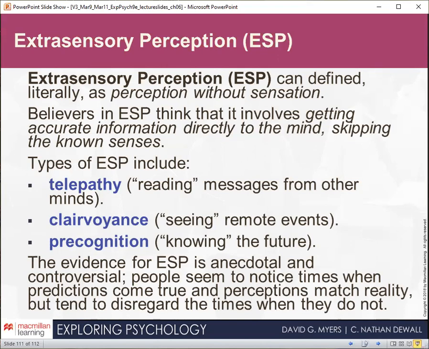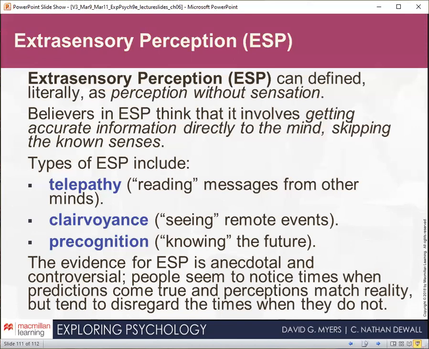So the evidence for ESP is anecdotal at best and very controversial. People seem to notice things when predictions come true and perceptions match reality, but tend to disregard the times when they do not. For example, part of this would be things like the horoscope, where you have your astrological sign, look at what your day's supposed to be like. Generally, the terms are very vague and can fit lots of people. And so let's say today your horoscope fit exactly what happened to you today.